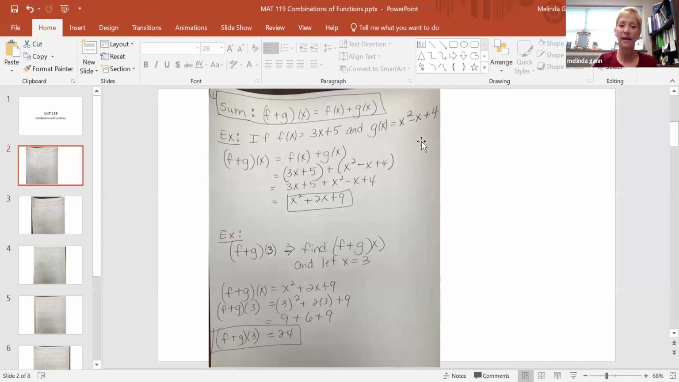But what they're going to do right now is a couple of things. Sometimes they're just going to say find f plus g of x. Well, you have to know this rule. How do you find f plus g of x? Well, you just do f of x plus g of x.